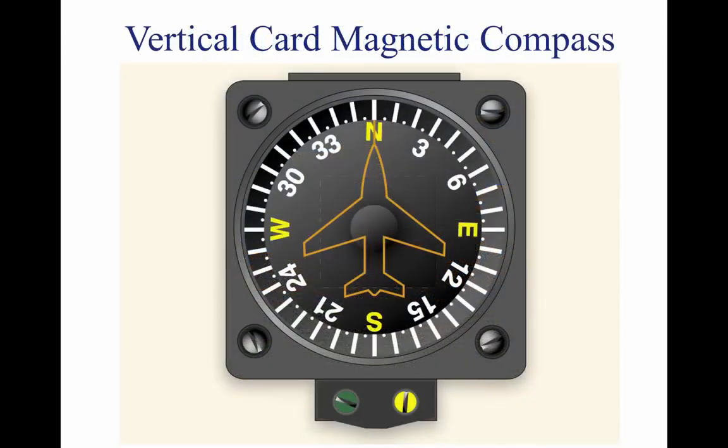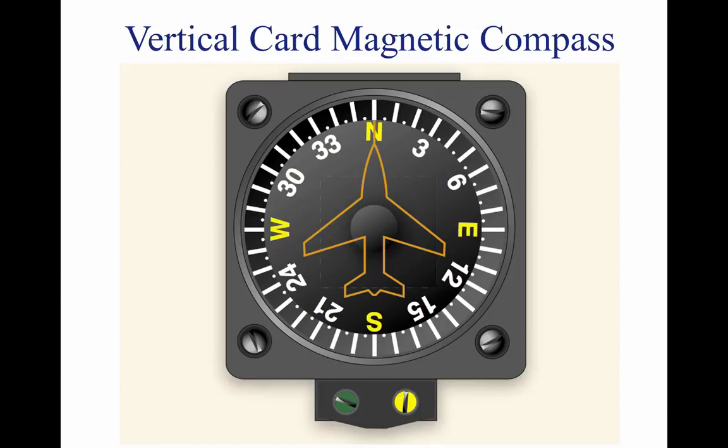The floating magnet type of compass not only has all the errors just described, but also lends itself to confused reading. It is easy to begin a turn in the wrong direction because its card appears backward. East is on what the pilot would expect to be the west side. The vertical card magnetic compass eliminates some of the errors and confusion.